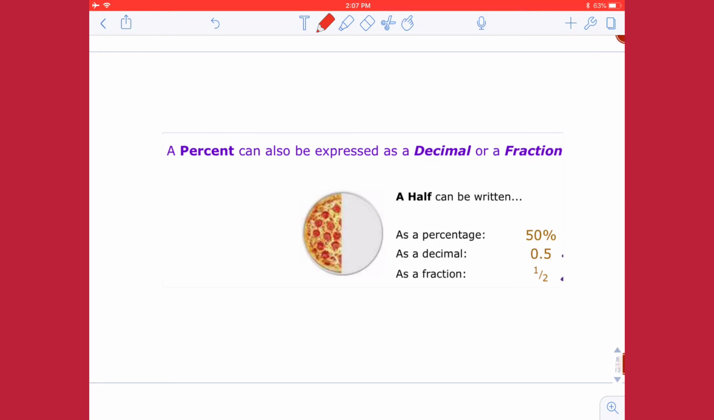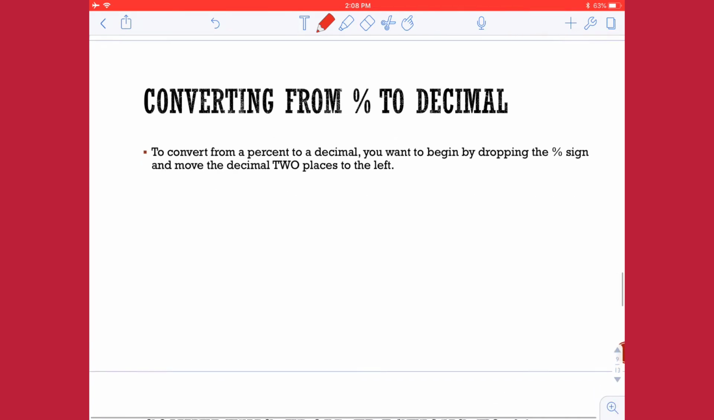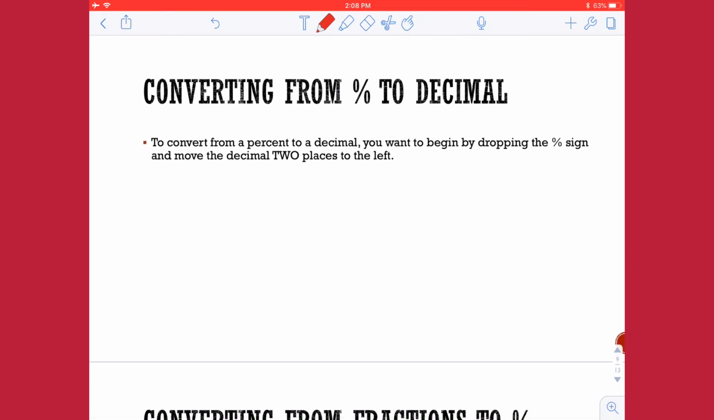So in this particular example, I have my pizza, and I'm talking about that half. I can write it as 50%. I can write it as a fraction. I'm actually going to write this as 50 over 100, and then when I simplify that, it gets me down to 1/2. But I can also write it as a decimal. Okay, so super important. So how do I actually get to the decimal? How do I start with a percent and then convert it to a decimal?